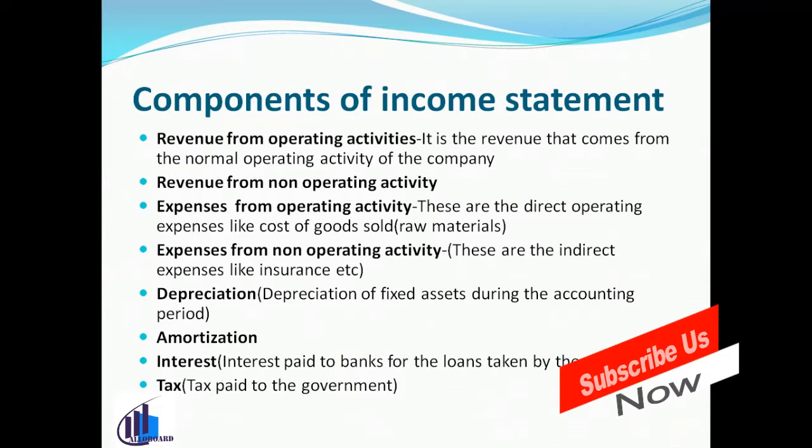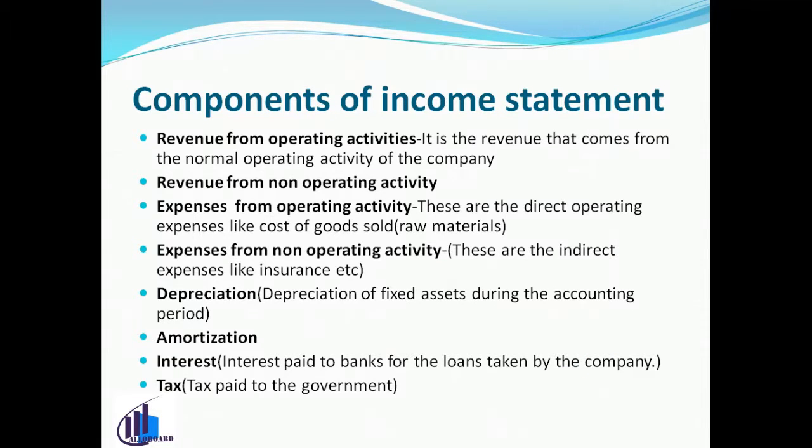So operational activity in this case is creating bikes and selling bikes, manufacturing bikes and selling bikes. Since they're getting revenue out of that operating activity which is selling bikes, whatever money they get from selling bikes will come under the heading revenue from operating activities. So next up is revenue from non-operating activity.